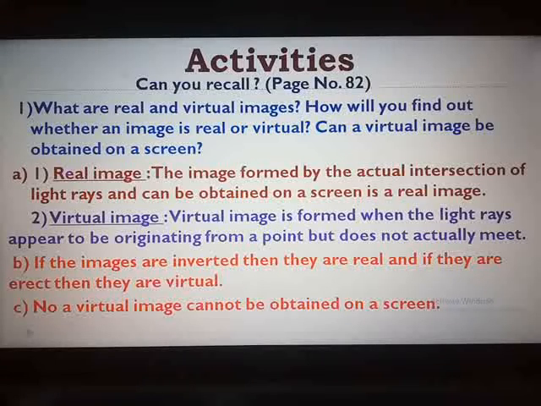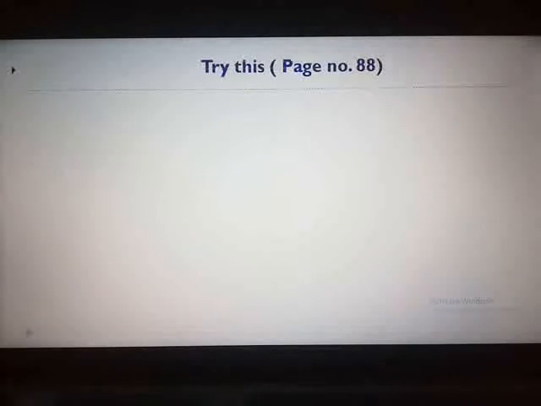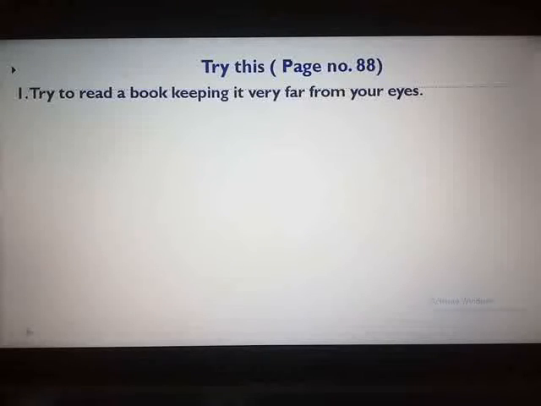Next, on page number 83, you have no activities for discussion. 84, 85, 86, 87, there are no activities. 88 page number, a very important activity. Try this. Page number 88, all of you refer the top side of the page. The very first line is the activity.